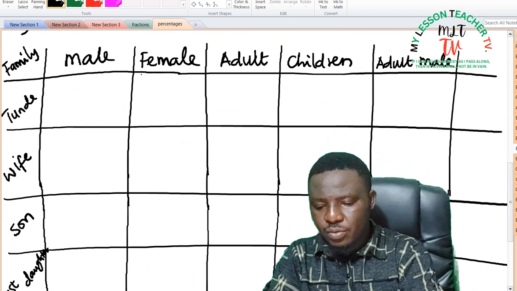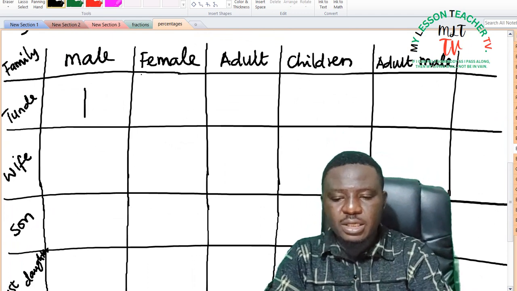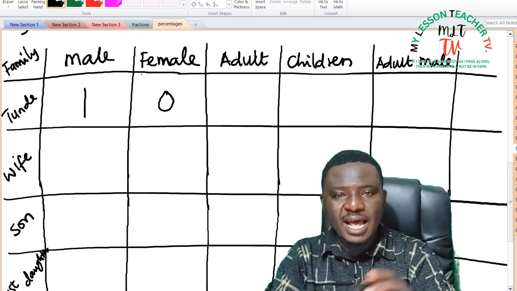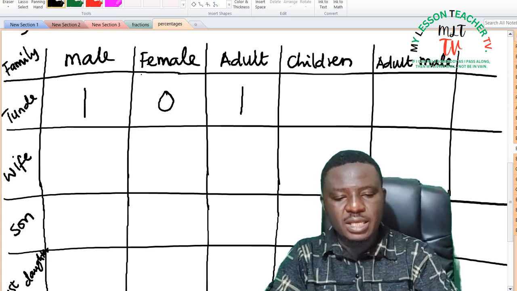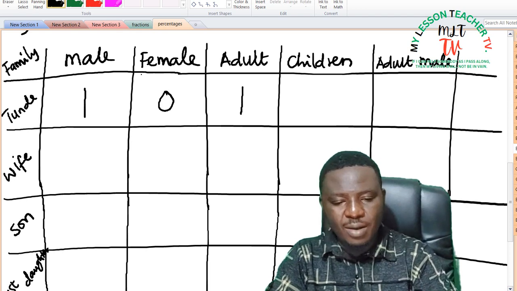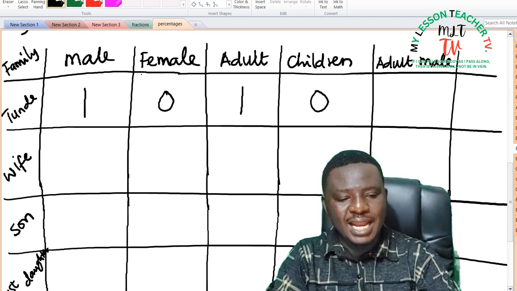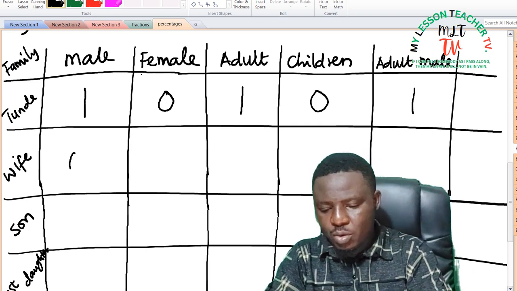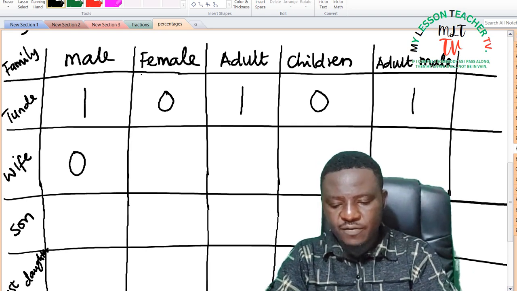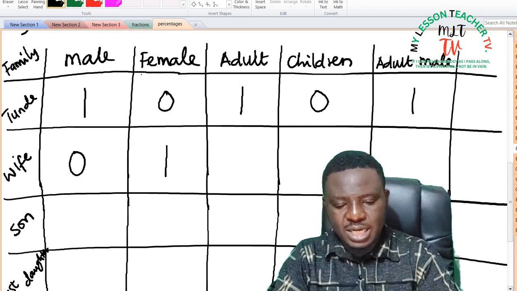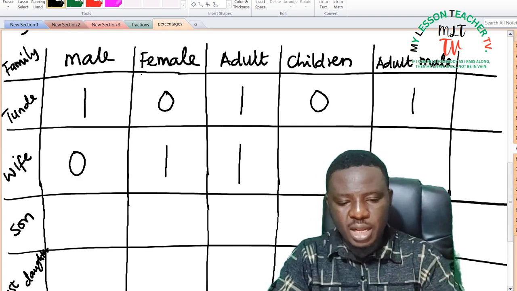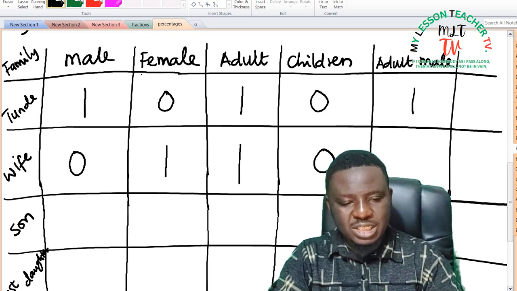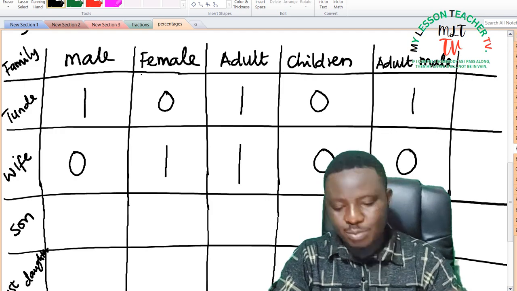Now, is Tunde a male? Yes. Is Tunde female? No. Is Tunde, who is the father, an adult? Yes. Is he a child in the family? No. Is he an adult male? Yes. What about the wife? Is the wife a male? No. Is she a female? Yes. Is she an adult? Yes, being the mother. Is she a child of the family? No. Is she an adult male? No.